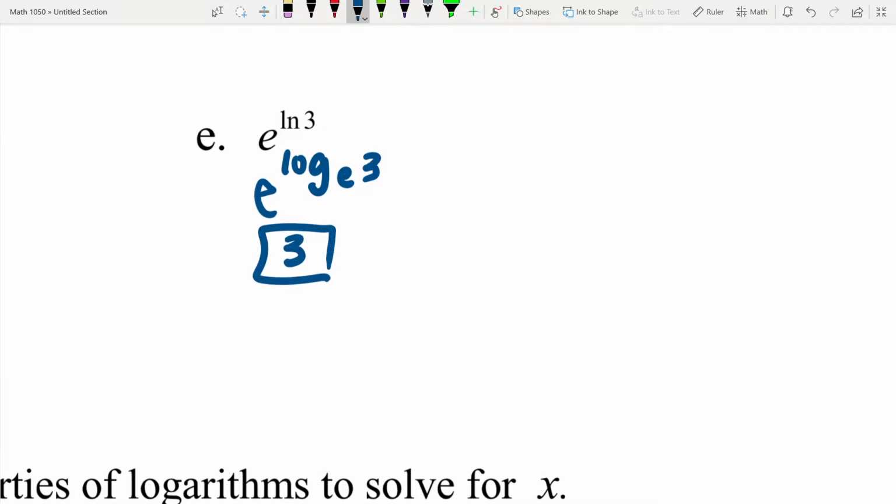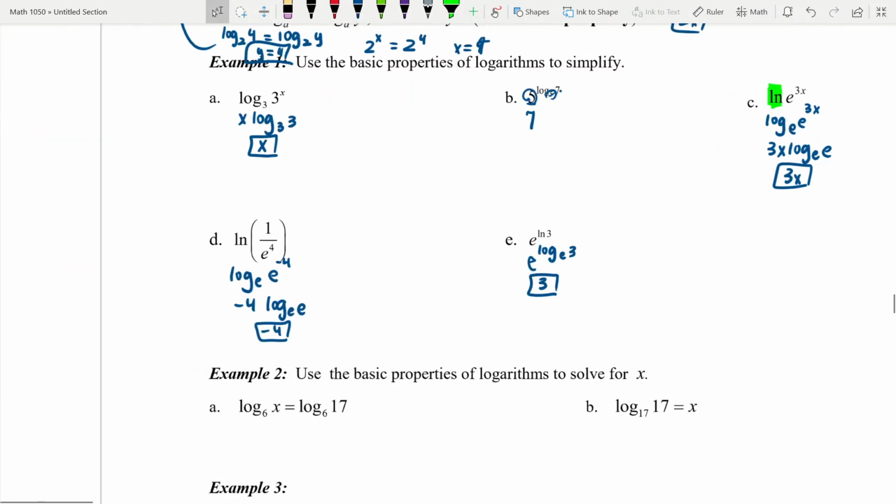Yes, sir? Will we ever be marked if we write log base e instead of ln? No, no. They're the same thing. And honestly, I bet 85% of the time, I'll take an ln and write it as log base e, just because I think it's easier if you guys can see that. So no, you would never, okay?